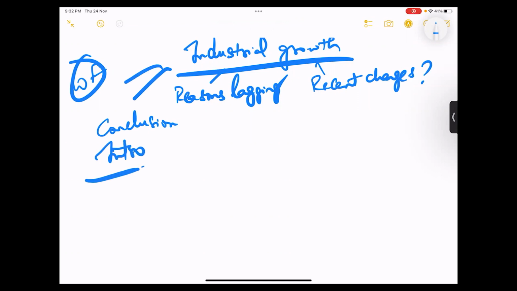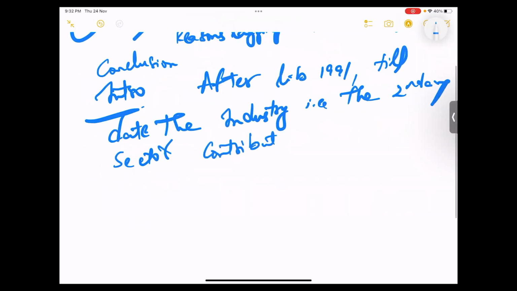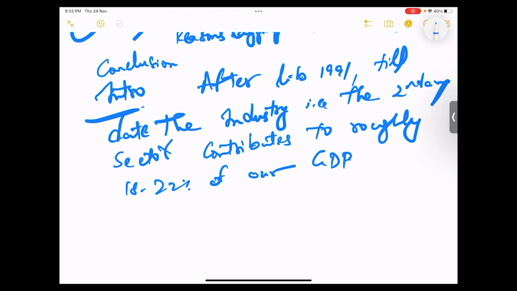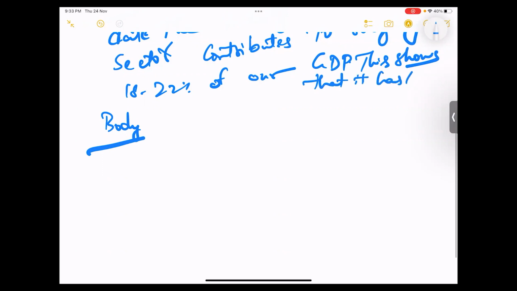So in the introduction, you can write that after liberalization in 1991 till date, the industry, that is the secondary sector, contributes roughly 18 to 22% of our GDP. So this shows that it has lagged behind the service sector.